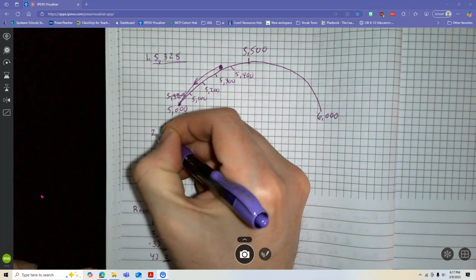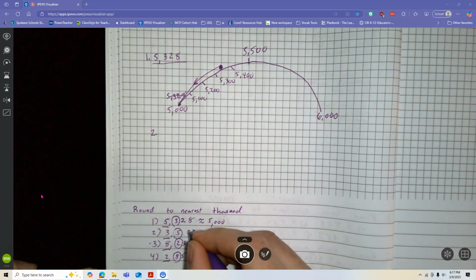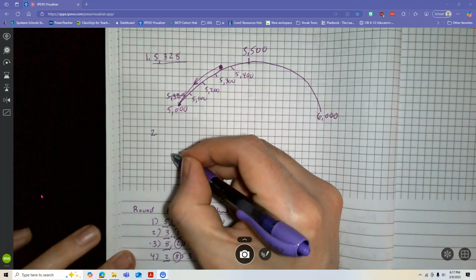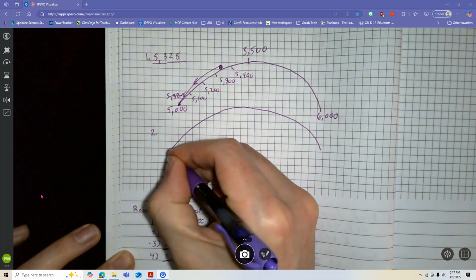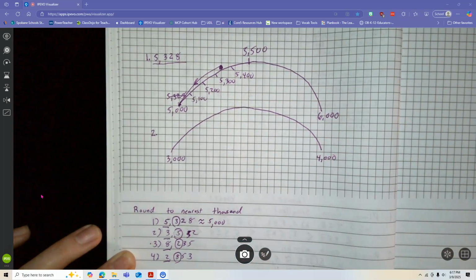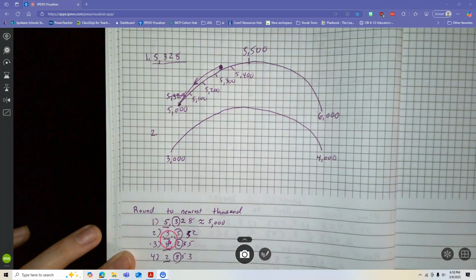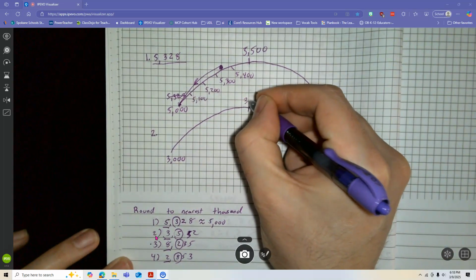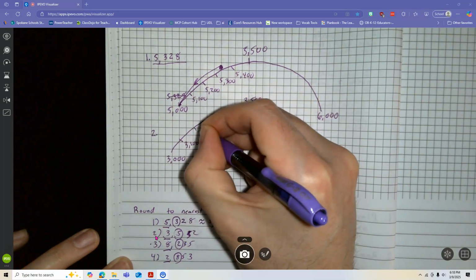Let's look at another one. This time we're going to do 3,552. I didn't make that very clear. And once again, I'm going to start by drawing a hill. But this time, 3,000 on one side and 4,000 on the other side. And I'm getting that number from right here, this place value that we are trying to round to. And once again, I'm going to put 3,500.